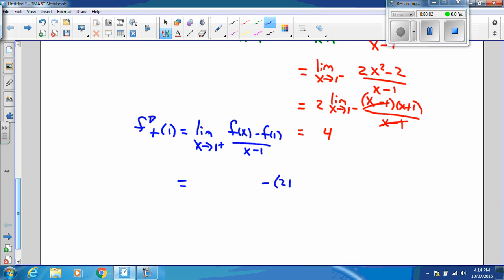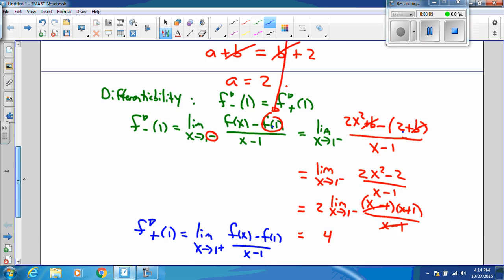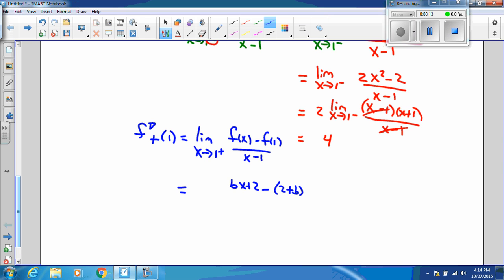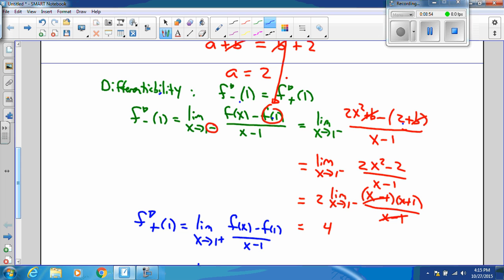And again, the f of 1 is already known. It is 2 plus b. But for the f of x, I will use the piece that applies when x is greater than 1, which is bx plus 2. All of that divided by x minus 1, and all of that as x goes to 1 from the right. Well, once again, I have some happy circumstance because the 2's cancel here, and I get bx minus b over x minus 1. And I think we can all see that there is a common factor of b. So that when I factor that out, I get cancellation, and my derivative from the right is equal to b.